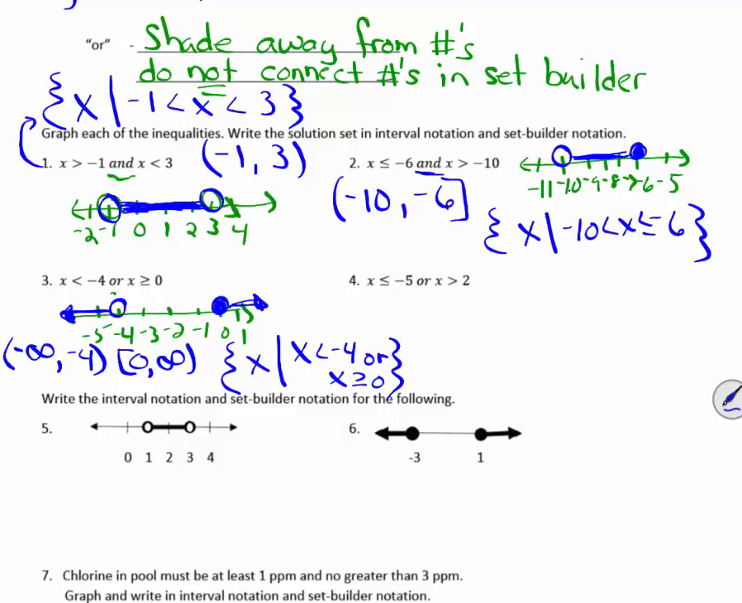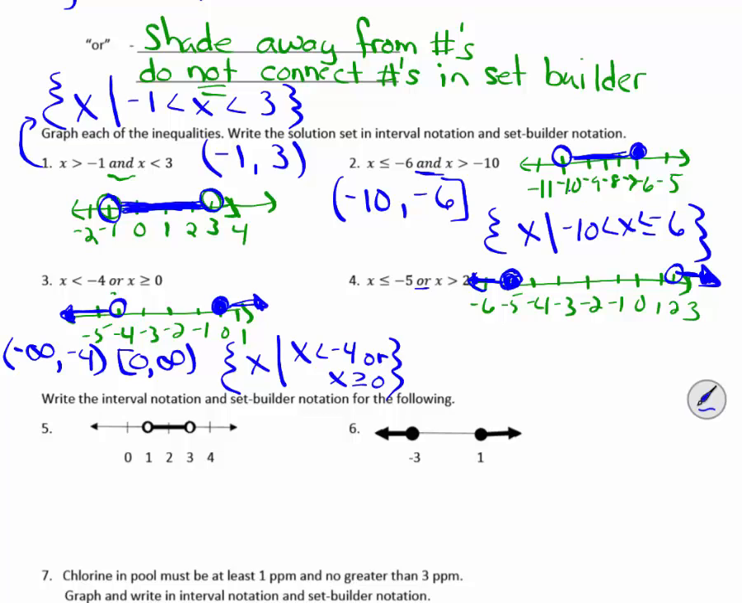All right, let's try the next one. Number 4. So we have, my number line has to be pretty long here. So -6, -5, -4, -3, -2, -1, 0, 1, 2, 3. Okay, I get a closed circle at -5. I get an open circle at 2. It says or, which means I'm shading away from the 2 dots. Like shading towards the outside, however you'd like to think of it.